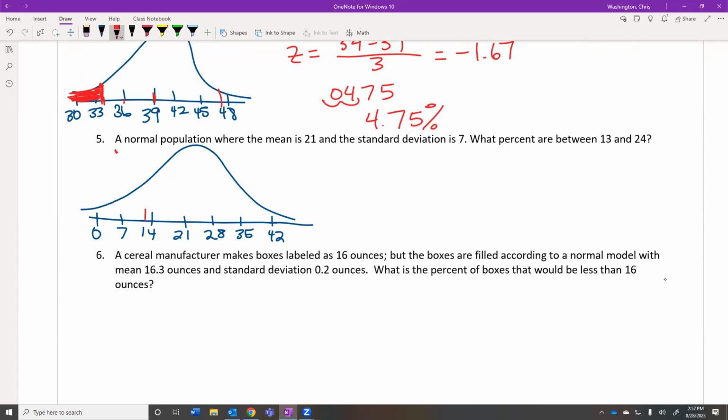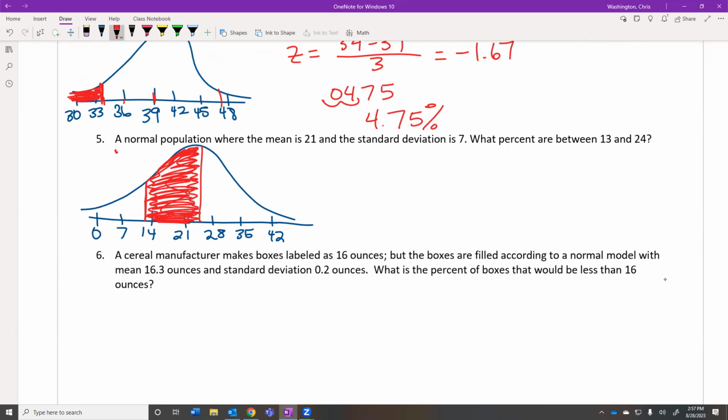So here's 13. There's 13. And here is 24, about right there, somewhere in there. This is what we're looking for. We're looking for this percentage. All right. So how are we going to find that percentage?